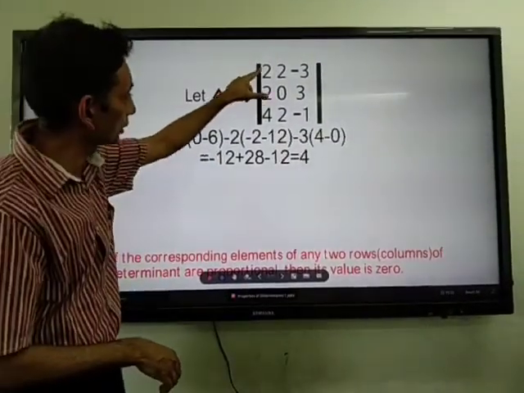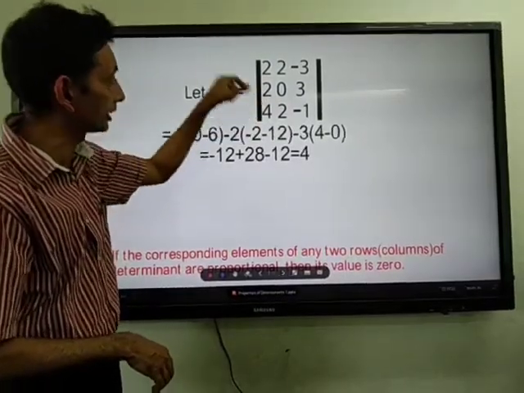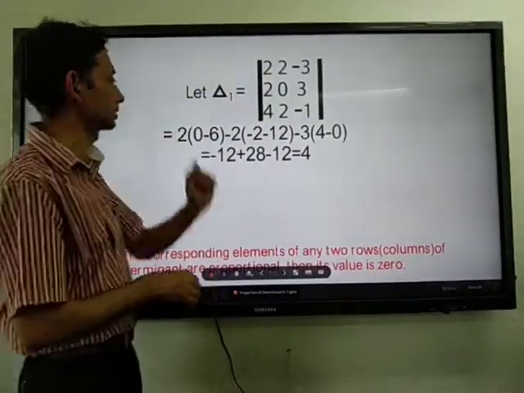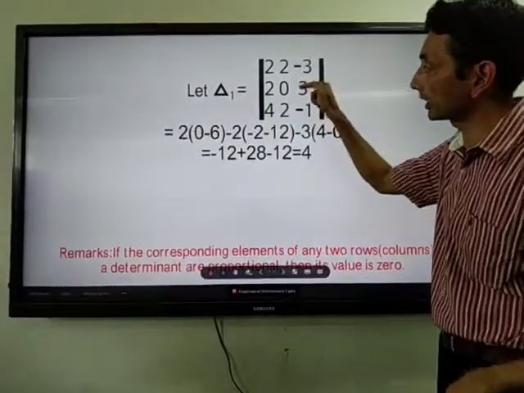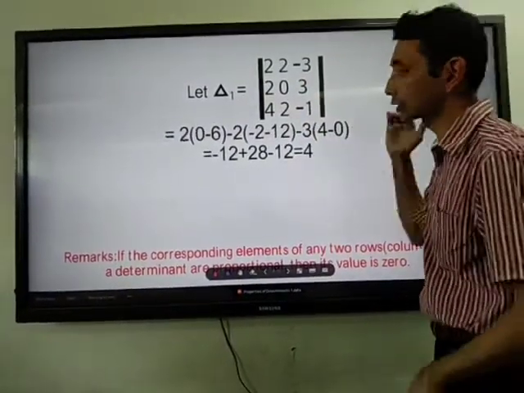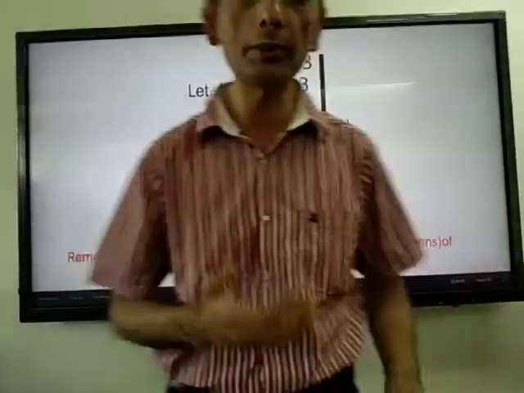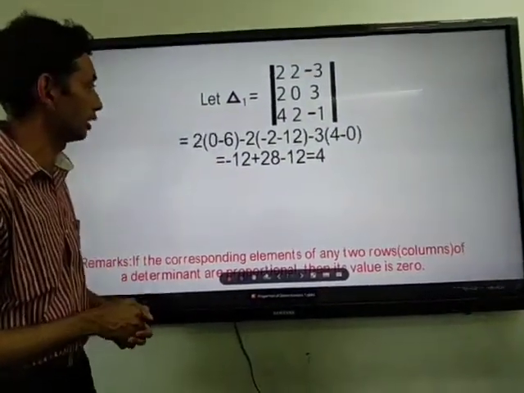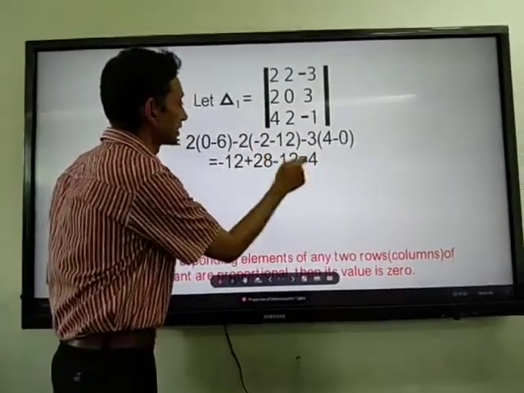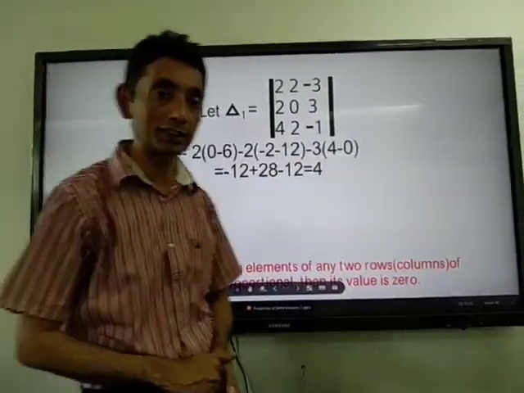So initially it was 1, 1, 2. Now we multiply this one by 2. So in this case, the constant is 2. That means here the k value is 2. Now let us compare what will be the value of this determinant delta 1 and the previous determinant delta. After evaluation, we see that the value of delta 1 is 4.